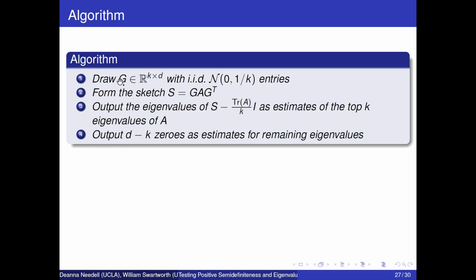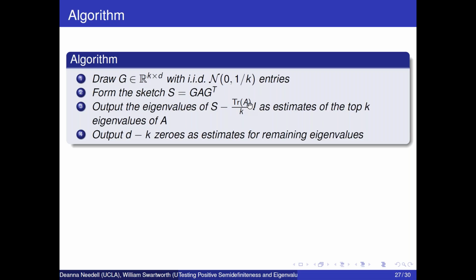You draw a random Gaussian matrix G. So the entries are normal with mean 0 and variance 1 over k. You compute the sketch S, which is GAG transpose. Okay, super easy to compute. And then you just output the eigenvalues of your sketch minus a multiple of the identity.